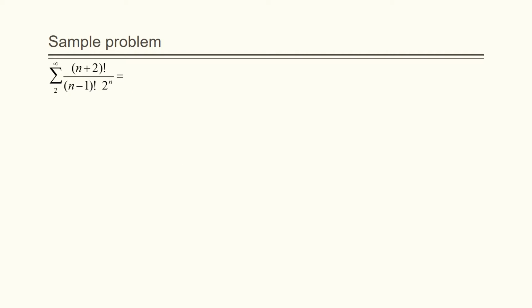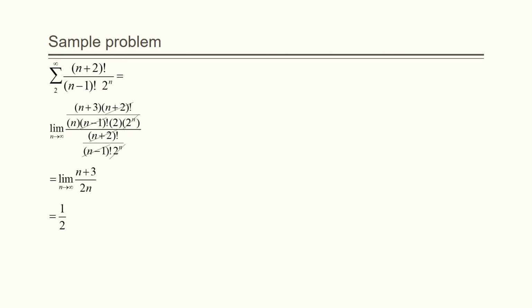In this example, we have the series from 2 to infinity of n plus 2 factorial divided by n minus 1 factorial times 2 to the power of n. We use the ratio test and find the limit as n approaches infinity of an plus 1 divided by an. We get like terms which we can cross out and end up with the limit as n approaches infinity of n plus 3 divided by 2n, which is equal to 1/2. Since r is equal to 1/2 and r is less than 1, the series converges.